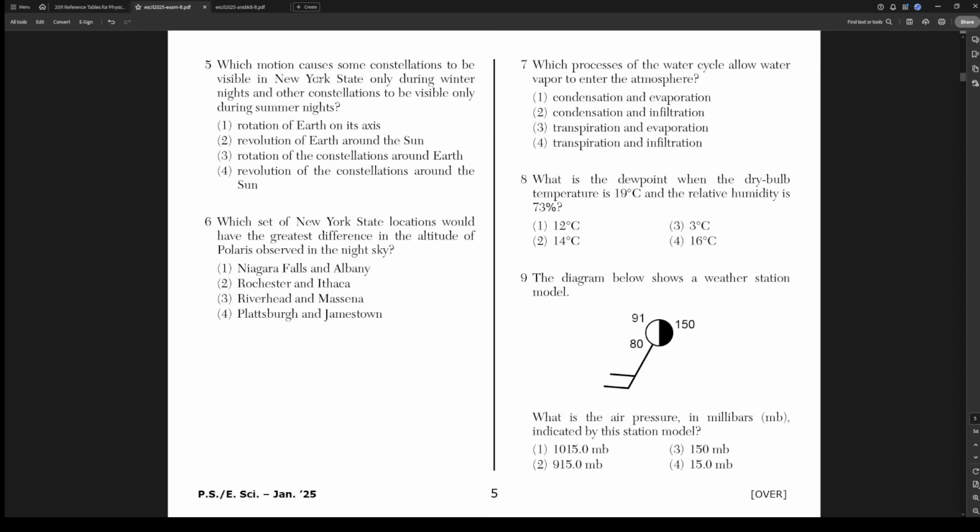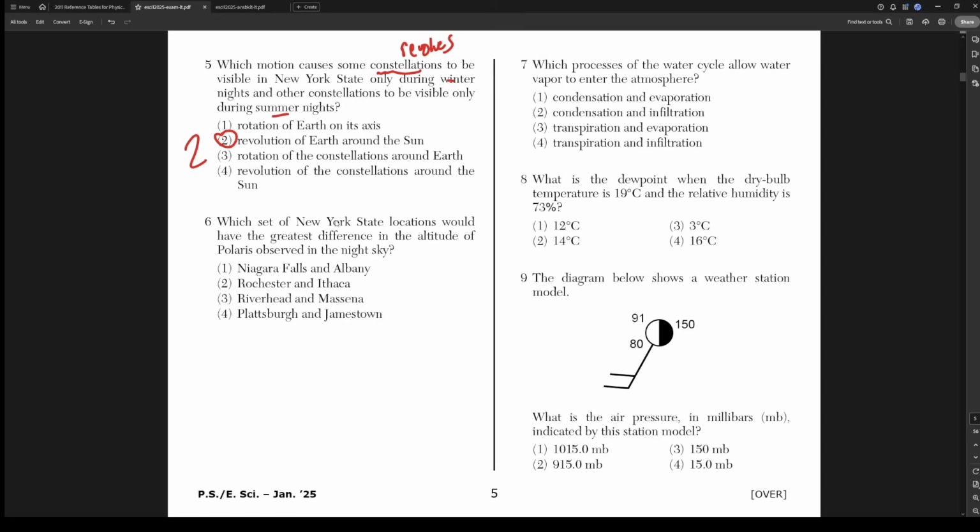Number 5, which motion causes some constellations? Again, I see the word constellations and I automatically know it's because the Earth revolves around the sun. And that's just because I have memorized that the constellations change throughout the year because the Earth revolves around the sun. It also says winter and summer, so that's your seasons, which means we're going around the sun again. So there's another clue there to know that if you forgot.